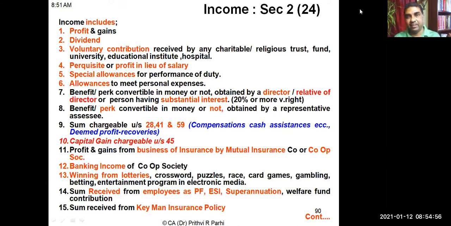I am showing you the definition of income. It is provided in which section? Can anyone tell me? Section 2, subsection 24.